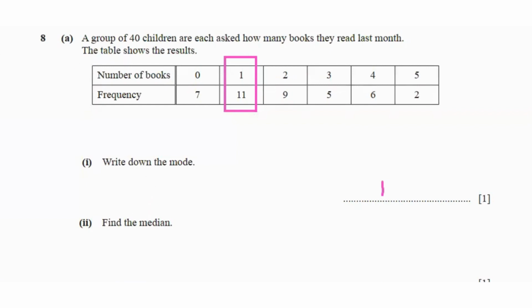Then it says find the median value. So since there are 40 children in total, let's start adding the frequencies. 7 plus 11 is 18. 18 plus 9 is going to be 27.